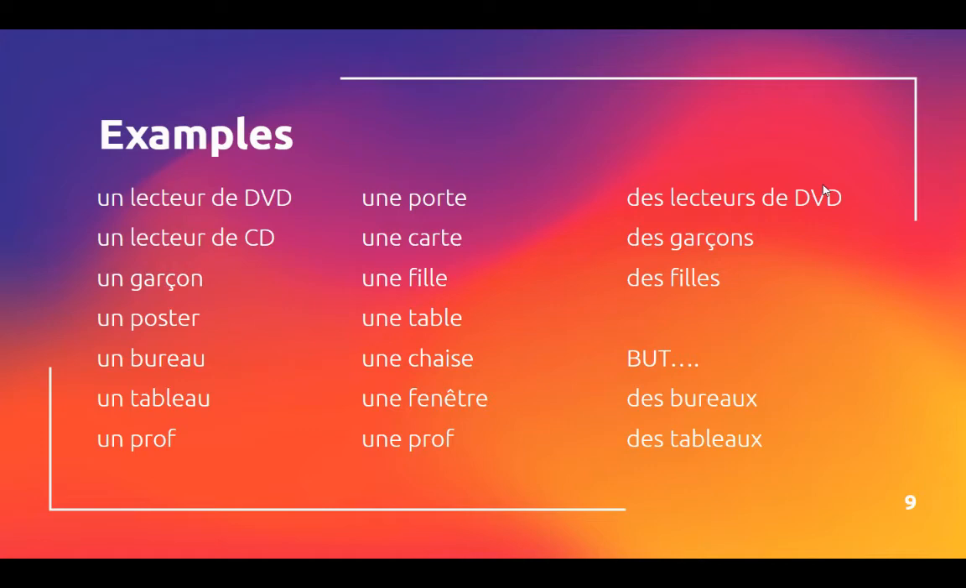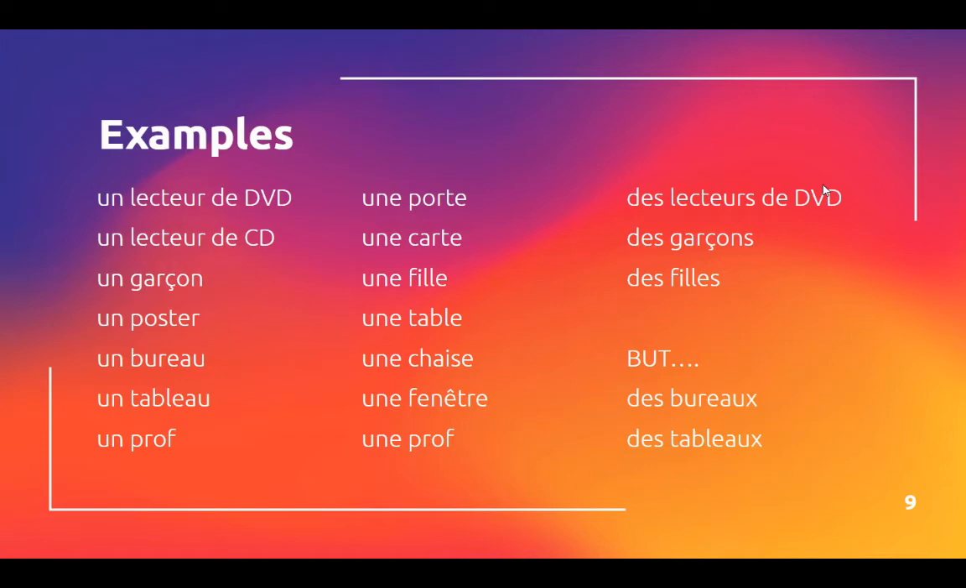And un prof, which is the shortened form of professeur, which ends in an EUR and is always masculine. But if you shorten it down, if you look across on the feminine side, we also have a feminine form of that. So you can make it un prof or une prof, and you'll know if you're talking about a male or female teacher. Whereas if you say un professeur, it's always going to be un, even if you're talking about a female teacher.